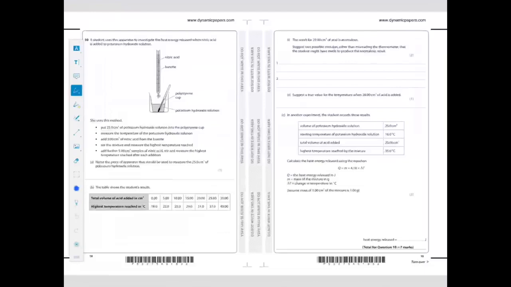So I thought the easiest way to talk you through the energetics topic was to take you through some past exam questions, because they're pretty much all the same. So the moment you see a polystyrene cup and a thermometer, we're looking at enthalpy. So be aware of what endothermic and exothermic means here. So remember, exothermic means gives out heat energy, and endothermic means takes in heat energy.